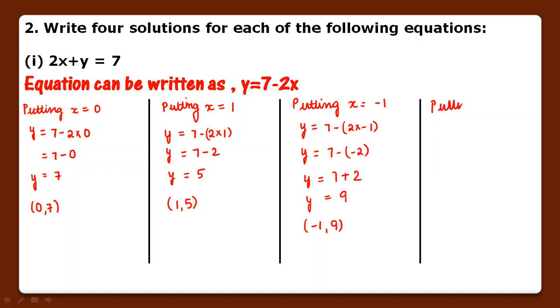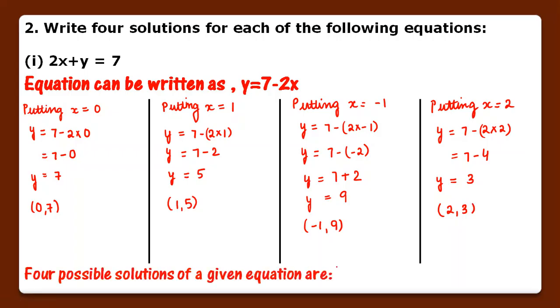Putting x equals 2, y equals 7 minus 2 into 2, 7 minus 4, so we'll get y equals 3. So we'll get our fourth solution, 2, 3. So we can write four possible solutions of the given equation are 0, 7, 1, 5, -1, 9 and 2, 3.